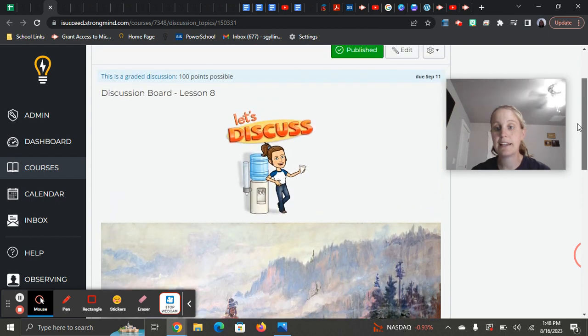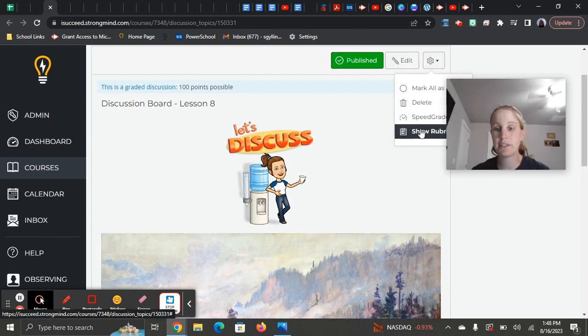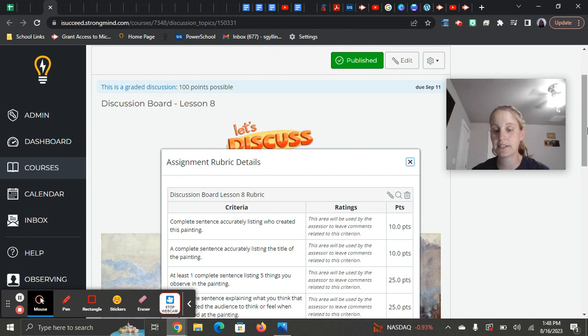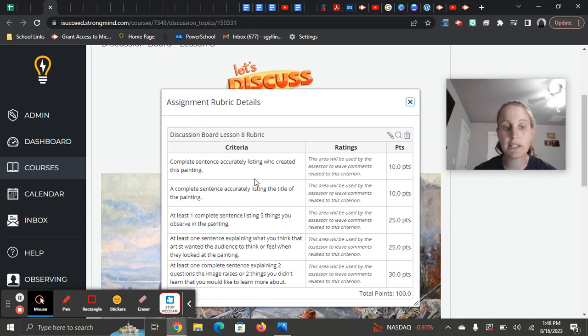I want to show you the rubric, like always, so you know what you're going to be graded on. This one's a little different than some of the other ones. So you get 10 points for writing a complete sentence accurately listing who created this painting. I showed you where to find that. You get 10 points for listing the title of the painting in a complete sentence. And again, I showed you where to get that. Then you're going to get 25 points for doing a complete sentence where you list the 5 things you observe in the painting. So really, you're going to get 5 points for each thing that you list that you see there, up to obviously the 25. You only need to list 5 things.